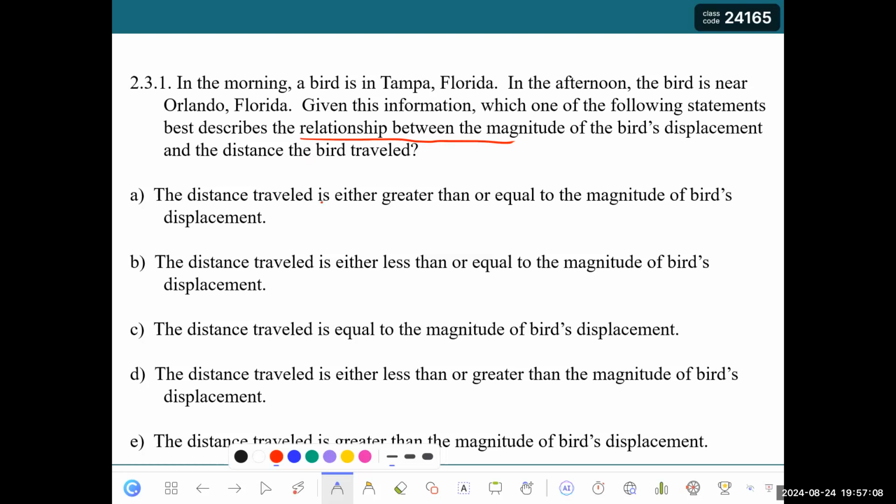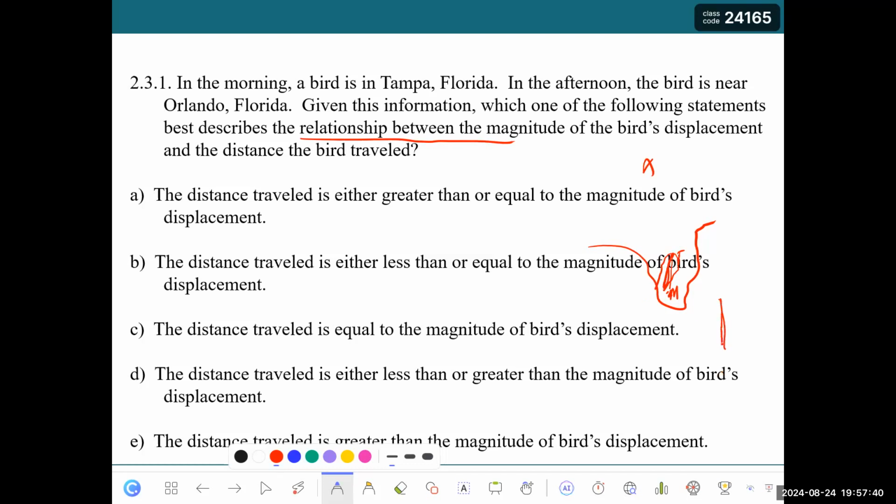So I'm going to say the distance of travel is either greater or equal to the magnitude of the displacement. Let's suppose this is Florida. I'm going to make the map like this, and this is a Florida map. So maybe Tampa here and Miami here. If the bird decided to fly in a straight line, maybe flying here and coming here, the bottom line is that the bird is going in a straight line.